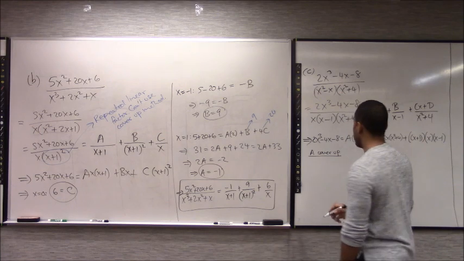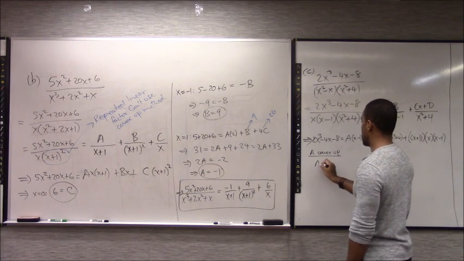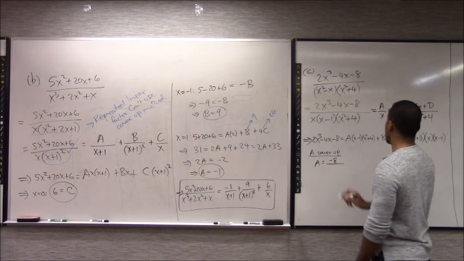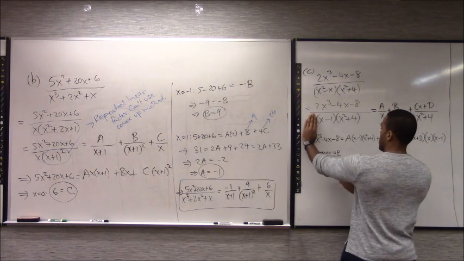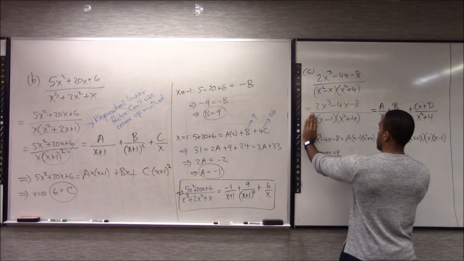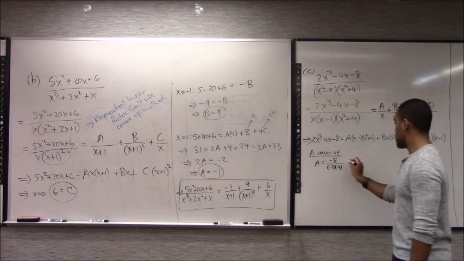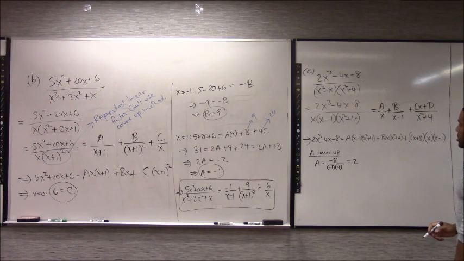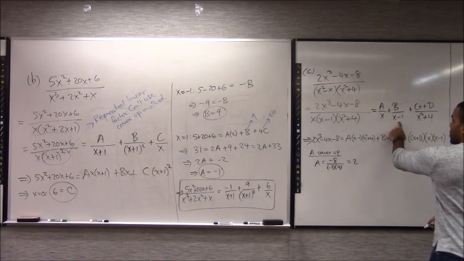So what is that going to tell you that A is equal to? Plug in x equals 0. You get minus 8 over, of course you cover up the x while you're doing this, over minus 1 times 4. Right? So right away that's 2. Then you can do it for B over x minus 1 as well.